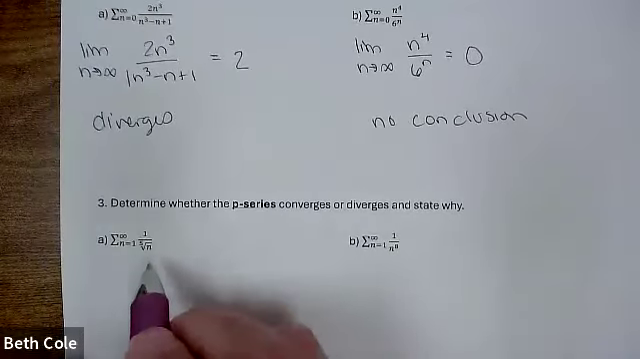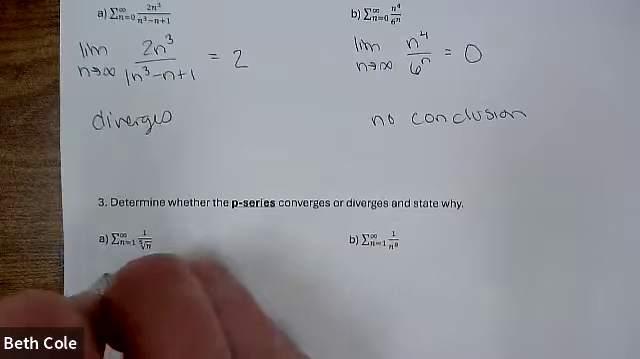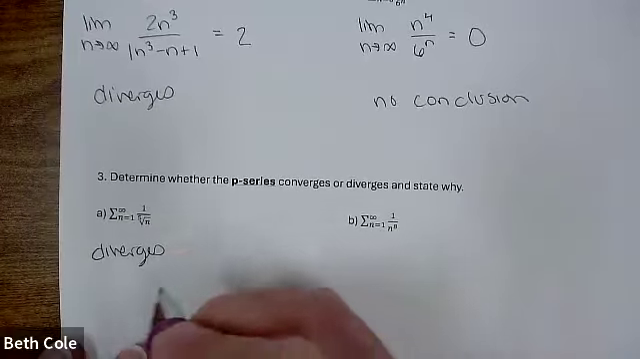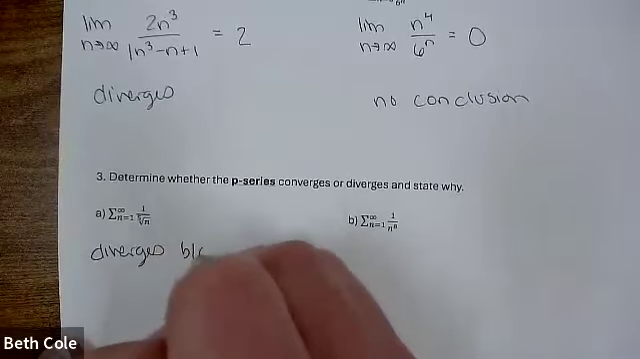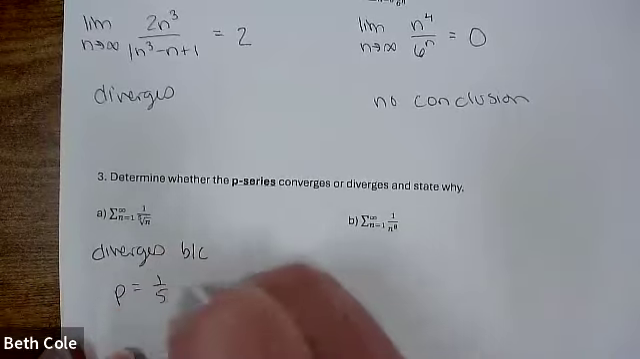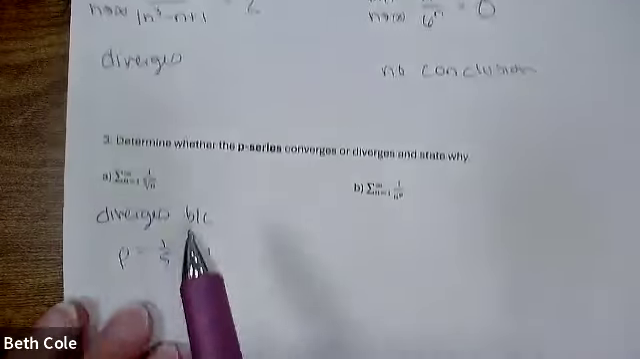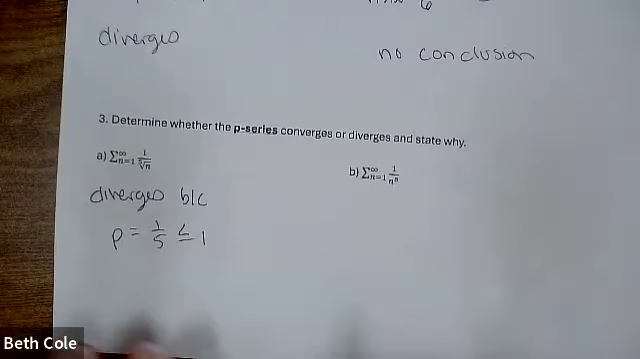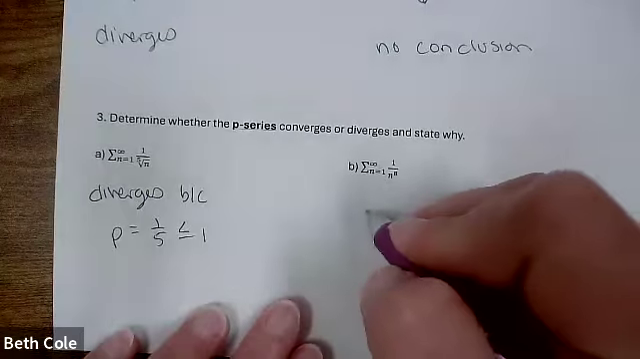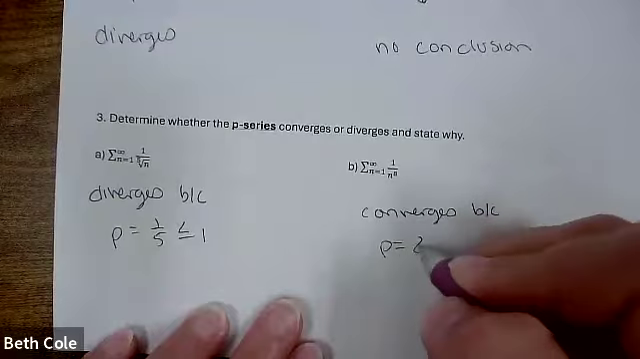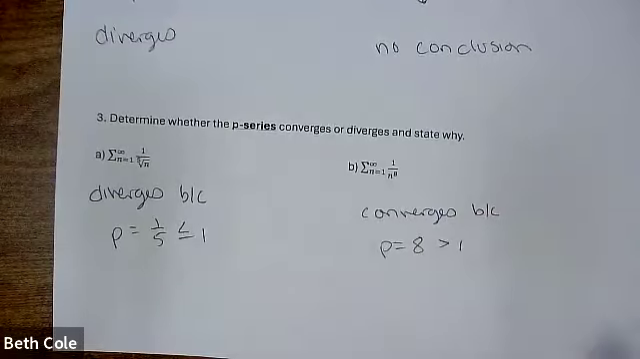All right, so P series, for this one, P is 1/5. And again, P series is opposite of geometric. So diverges because P equals 1/5, which is less than or equal to 1. So again, the opposite of geometric, but the equal to goes with diverges. For this one, P is 8, so converges because P equals 8, which is greater than 1.